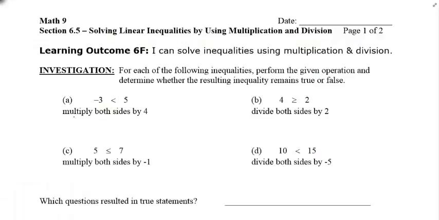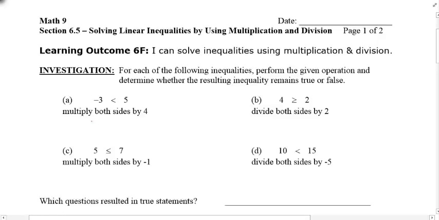Alright, it's section 6.5, and here we're going to learn how to solve linear inequalities using multiplication and division. Before we actually do that, let's take a look at this investigation. I want you to look at these four inequalities, A, B, C, D, and do what it says. Then compare the resulting inequality and tell me if it's still true or does it become false. So, if you look at part A, I'm asking you to multiply both sides by 4.